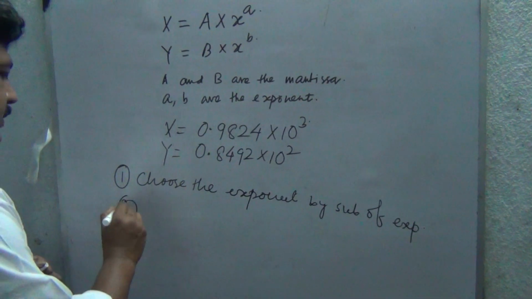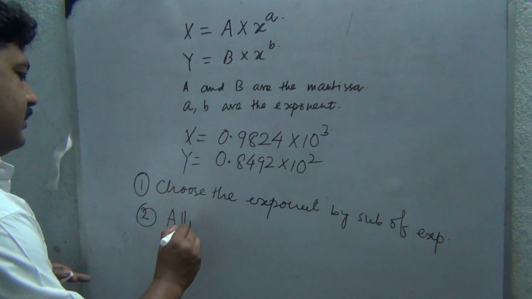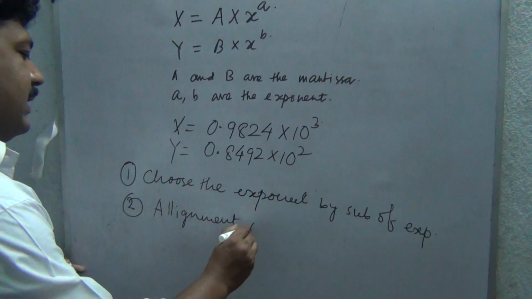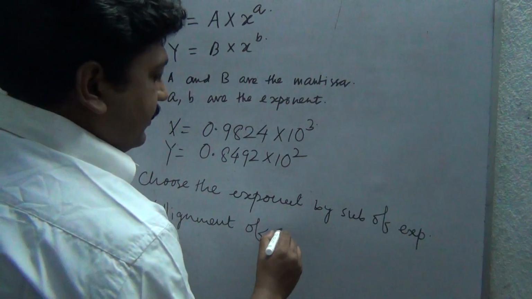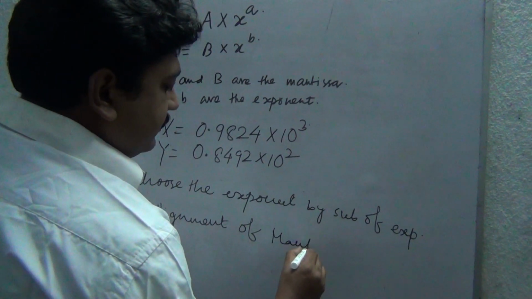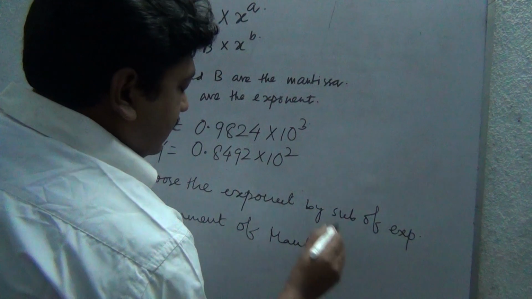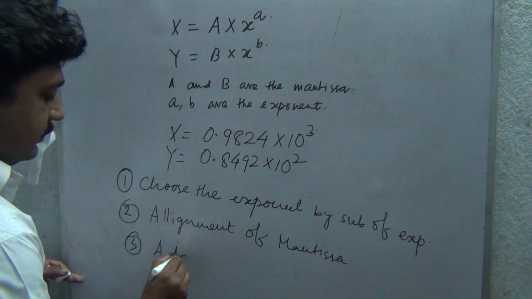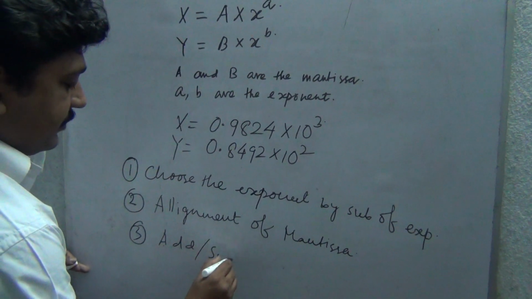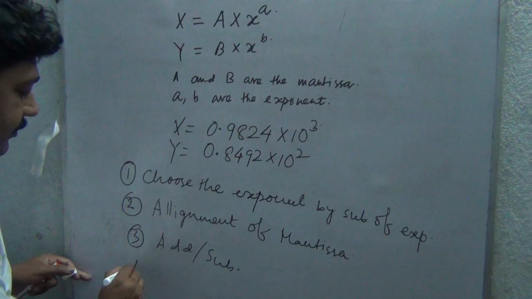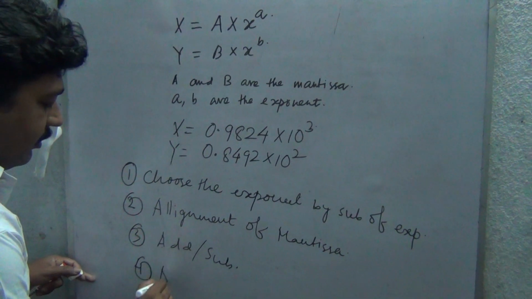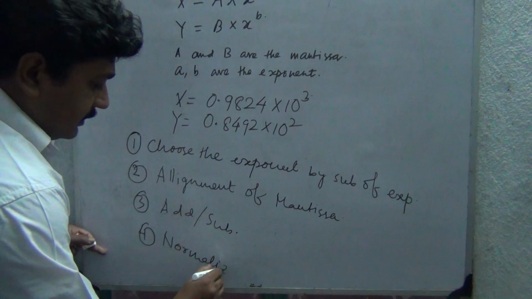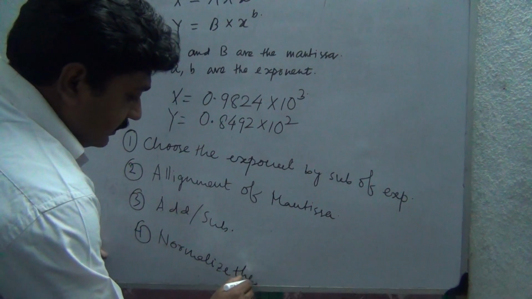Number 2, alignment of mantissa. The third stage is add or subtract, and the fourth stage is normalize the result.